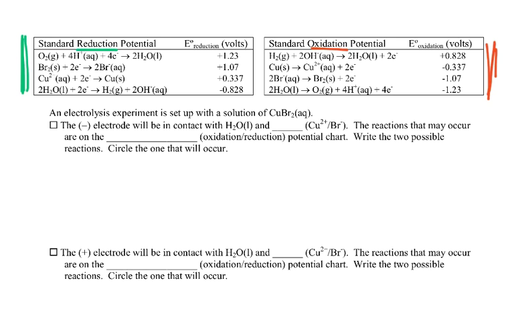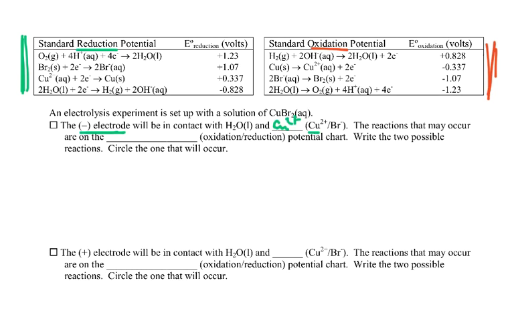So in an electrolysis experiment with copper bromide, the negative electrode will be in contact with water, and who's going to be attracted to the negative side? Let me switch colors here. Who's going to be attracted to the negative side? The negative side is going to attract the positive ions, so the Cu2+. You're not going to get any bromides over there because they would be repelled. Those positive ions will migrate over to the negative electrode, and the water is going to be there.